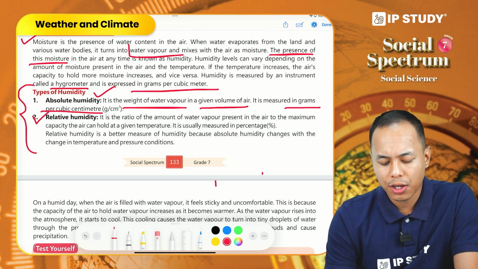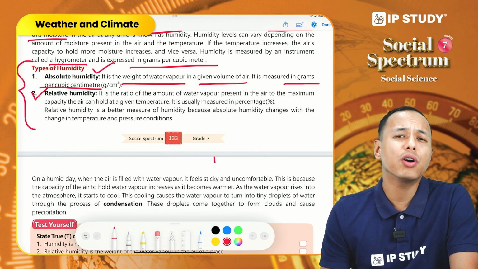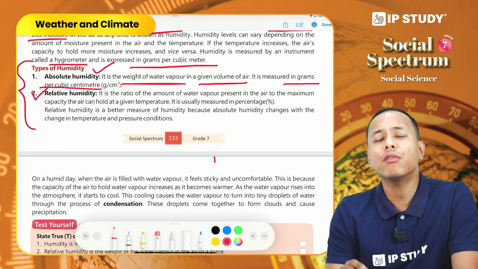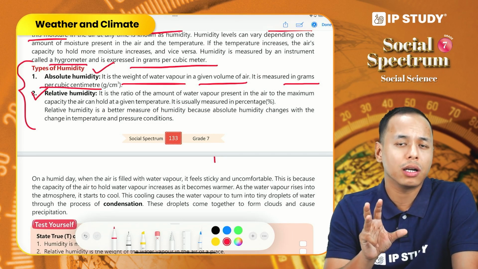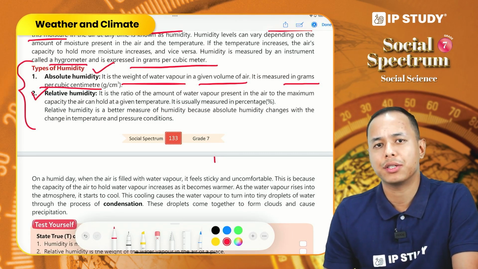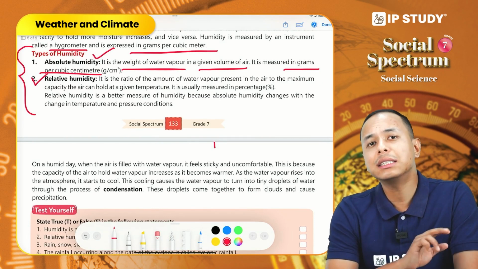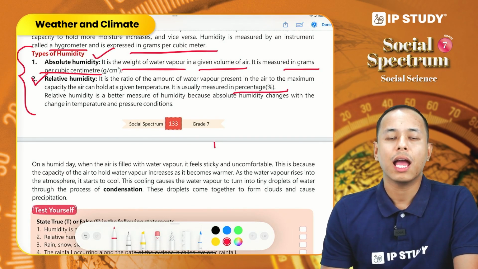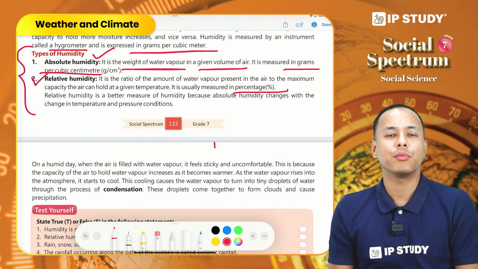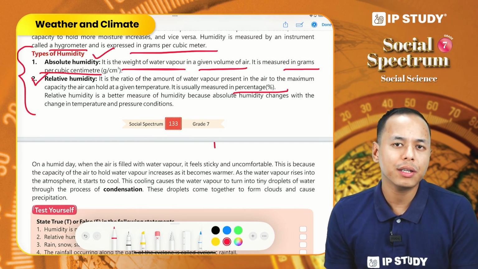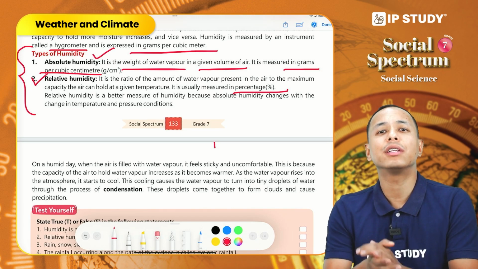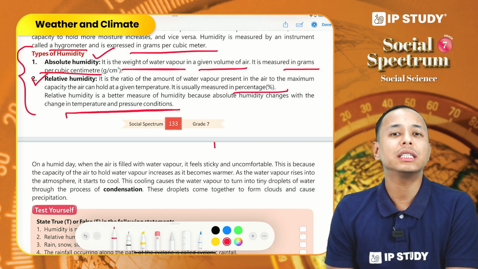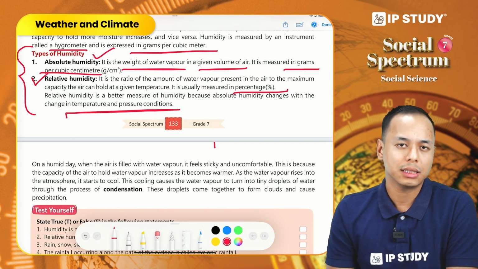Now relative humidity. It is the ratio of the amount of water vapor present in the air to the maximum capacity of water vapor that the particular air can hold at a given temperature. This relative humidity is measured in terms of percentage. As a better measure of humidity, we take relative humidity, because absolute humidity changes with the change in temperature and pressure. So it is relative humidity that we normally use.